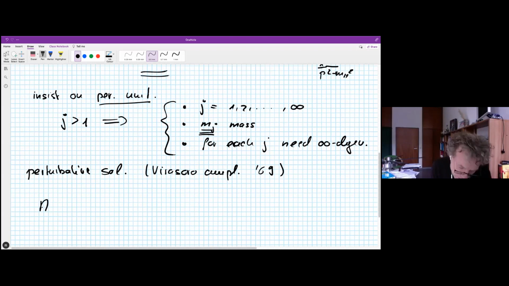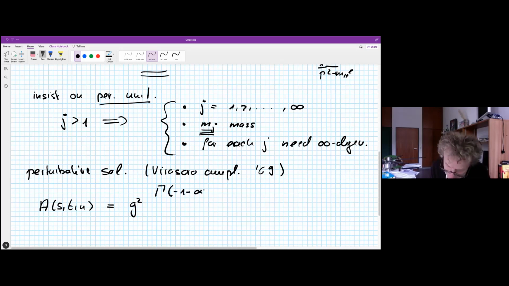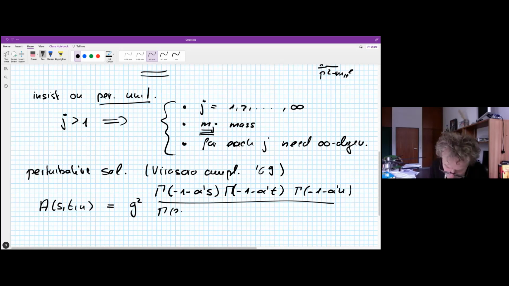It looks like this. So the amplitude, which is a function of the Mandelstam variables S, T, and U, is going to be something like this. G squared is the coupling constant, and then you have these gamma functions. You have gamma of -1 minus alpha prime S, where alpha prime is a constant and S is the first Mandelstam variable, gamma of -1 minus alpha prime T, gamma of -1 minus alpha prime U, divided by gamma of 2 plus alpha prime S, gamma of 2 plus alpha prime T, gamma of 2 plus alpha prime U.